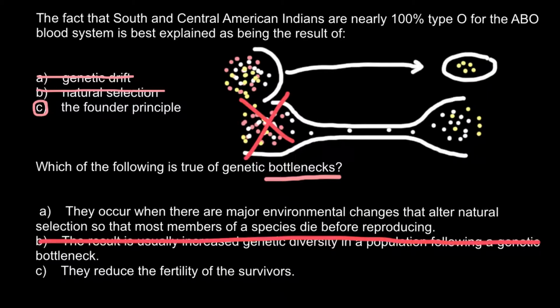And next, answer A, they occur when there are major environmental changes that alter natural selection so that most members of a species die before reproducing. And this is exactly what we see in this picture. As I said, this can be environmental changes, and diseases would also be considered environmental influences, and this may lead to very few representatives of the initial community being left that would establish a new population.